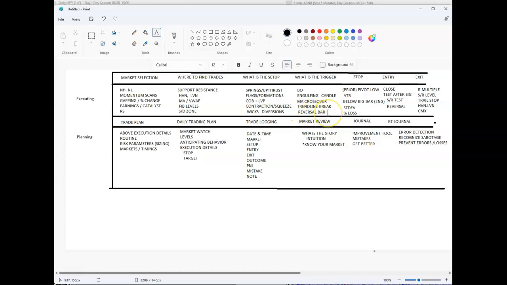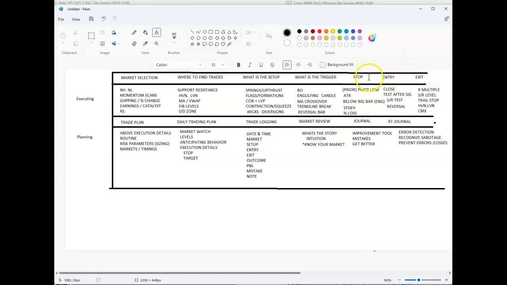All right, so ask yourself, what is the trigger? So you've got the market selection, where to find trades, what is the setup, what is the trigger. Now, this is the next step. The next step is your actual execution parameters: the stop, entry, and exit.